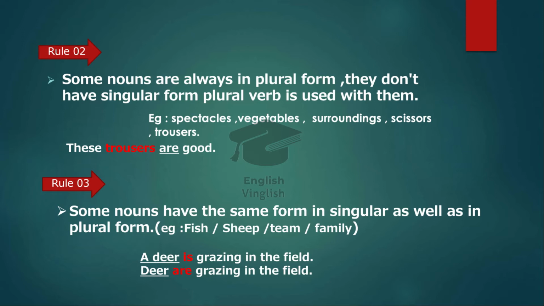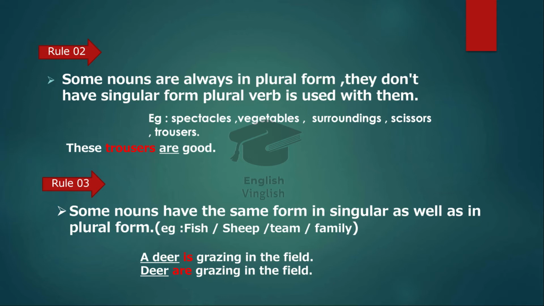For example, spectacles, vegetables, surroundings, scissors, trousers. Most of the time, some dresses, some illnesses, some specific names, things which exist as pairs, we can take under this rule. If we take some more examples, the things which exist as two pairs, scissors, spectacles. Always it consists of two parts, no? So they are always in plural form.